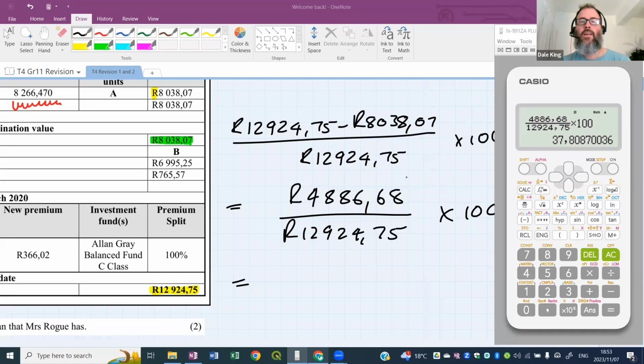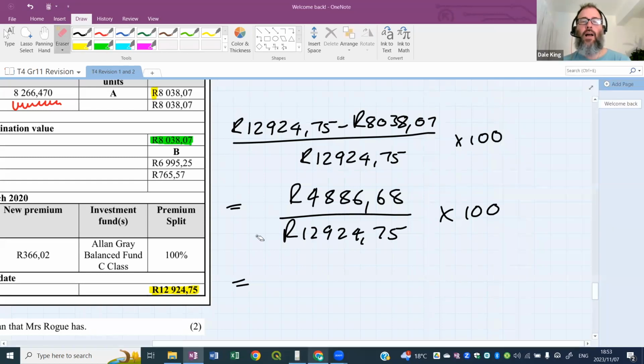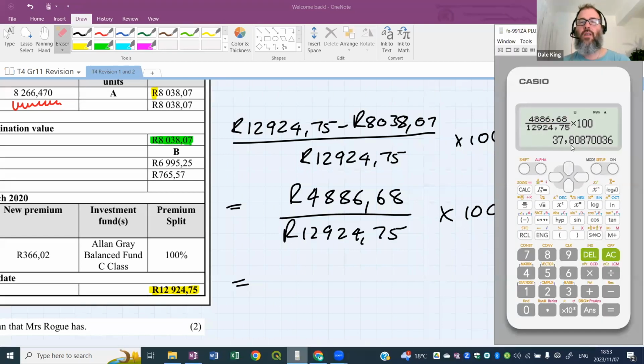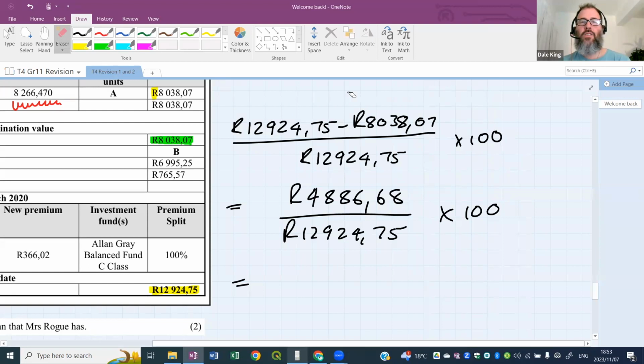Yes, I'm here. What we got was 37%. We should be getting 45. We should be getting more. It should have dropped by more. So there's a value that's not right here. This drop from 12,900 to 8,038 is not big enough. It's only giving us 37%. It needs to be bigger.